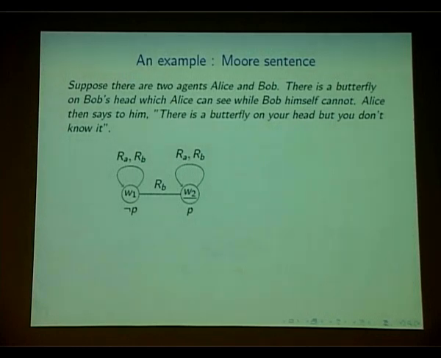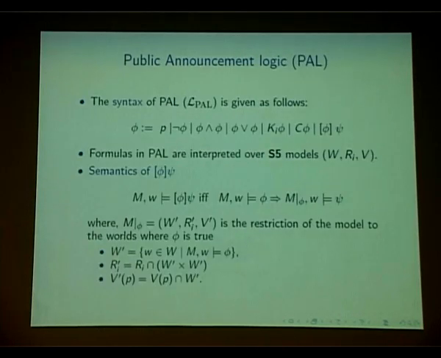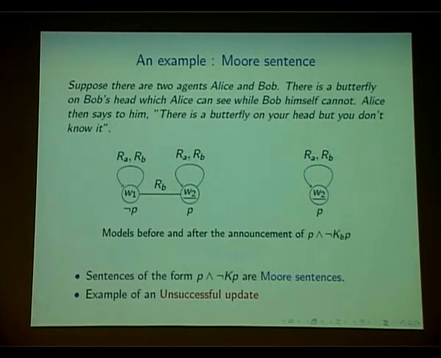Now, after the announcement, Bob knows that there is a butterfly on his head. Therefore, the not P world disappears for him, and he is only left with the P world. So these are the models before and after the announcement of the sentence P and not KBP. These kinds of sentences are called Moorian sentences, and this is an example of an unsuccessful update.